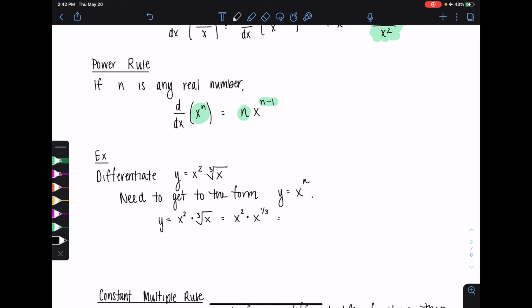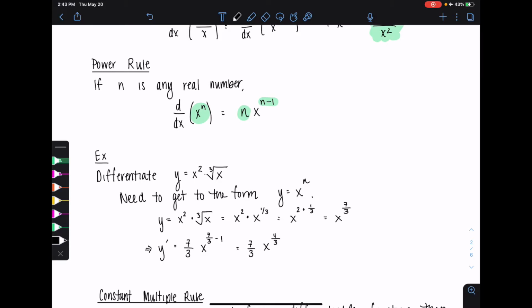And when you go ahead and multiply two expressions with the same base, you add those exponents. So that would be 2 plus 1/3. And then I trust you can do that. That would give you 7/3 as a simplified fraction. So applying my power rule, this tells me my derivative is we bring the power down and then we decrease this by 1. So this will be 7/3. And if you do 7/3 minus 1, it will give you 4/3.